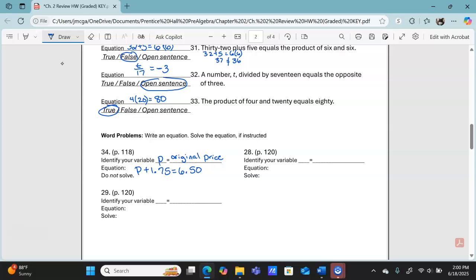Number 28, which is on page 120, says 36 sections of fencing, all the same length, are joined to form 180 meters. How long is a section of fencing? So we want to identify a variable, and I'm going to say X is the length of a section. And we've got 36 of them. So 36 times that length is my 180. So to solve, we're going to divide both sides by 36. And I think we're going to get 5.